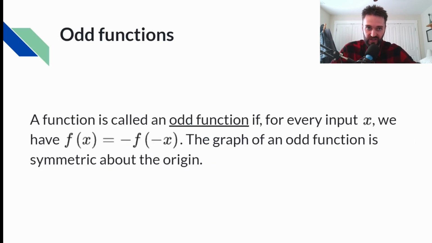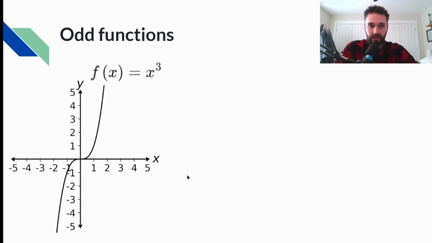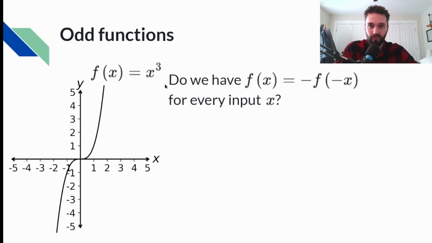Let's move on to odd functions now. A function is called an odd function if, for every input x, we have f of x equals negative f of negative x. Okay? The graph of an odd function is symmetric about the origin. Okay? So let's take a look at the function f of x equals x cubed. All right? The question is, do we have this equation for every input x? All right? So if we wanted to, right, we could try plugging in some x values like we did before, right? And we can look at some points and see if they're symmetric about the origin.